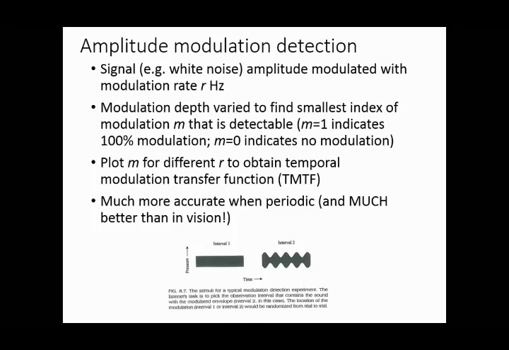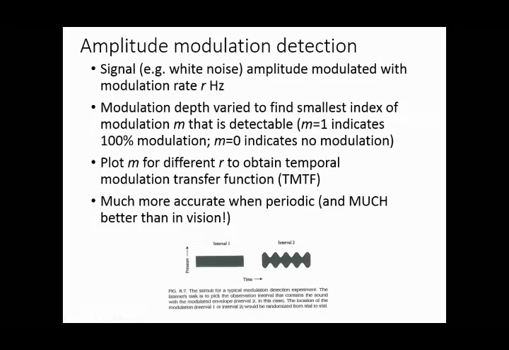The third way of describing temporal accuracy in the auditory system is by way of amplitude modulated sounds, which are signals, for example white noise or pure tones, that are modulated with a specific frequency. So here's a schematic picture. We've got the pressure over time, that would be a pure tone, and this is a modulated pure tone.